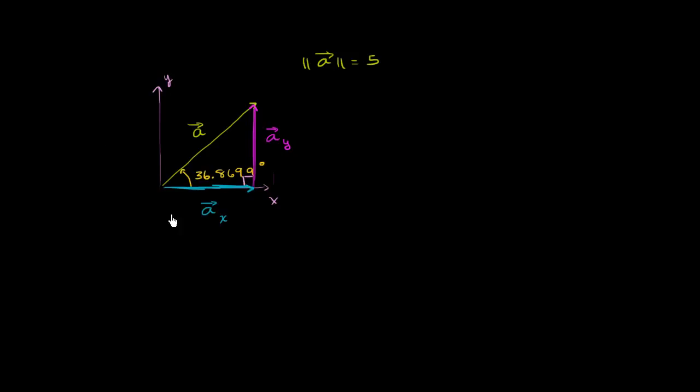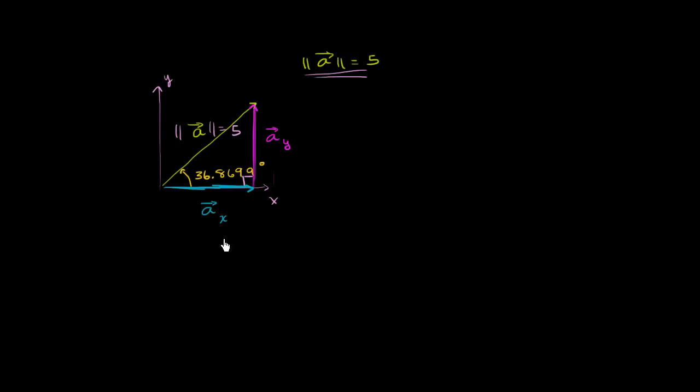This is a right triangle. We know the length of this side, the length of the hypotenuse. That's going to be the magnitude of vector A. And so the magnitude of vector A is equal to 5. We already knew that up here. So how do we figure out these sides?